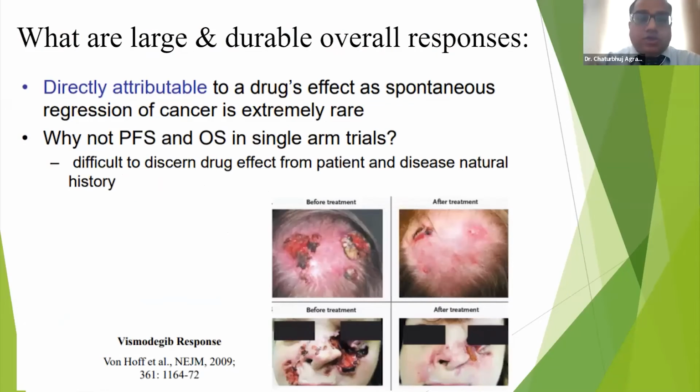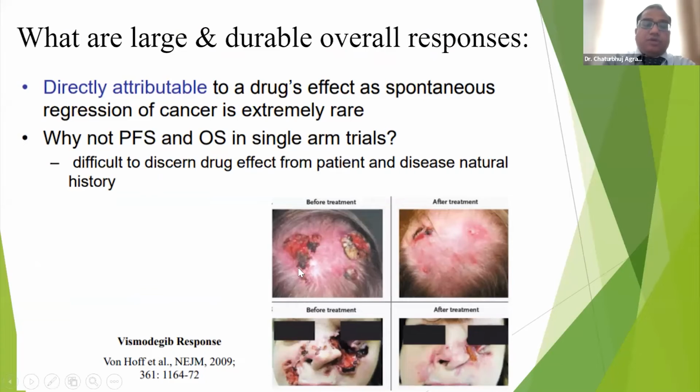So see, what are large and durable overall response rates that I wanted to highlight. It is directly attributed to the drug's effects, not a spontaneous regression of cancer. Why not PFS and OS in a single arm trial? Because it's difficult to discern the drug effect from the patient and disease natural history.